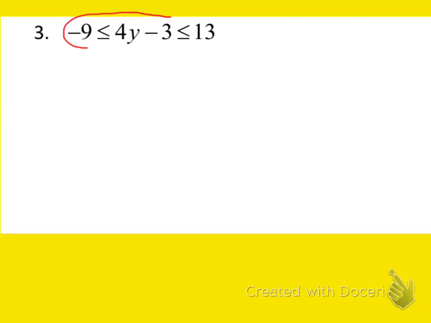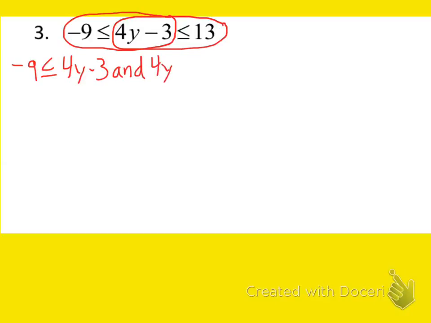So really, if we think about it, that's one inequality. Negative 9 is less than or equal to 4y minus 3. But then the 4y minus 3 also is paired with the 13. So the second inequality is 4y minus 3 is less than or equal to 13. So if we write it out like this, since that 4y minus 3 right here is circled twice, that's an intersection, therefore it's an and problem. See, this is where the overlap is. Both circles overlap at 4y minus 3. That's why we treat it as an and problem. Now let's solve each side separately.